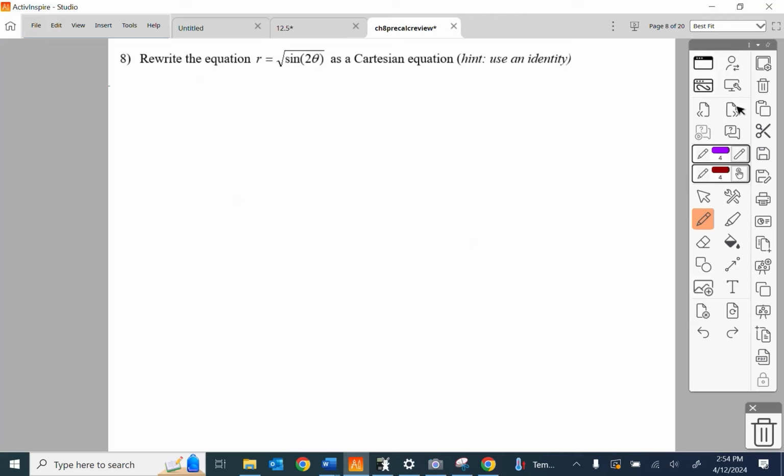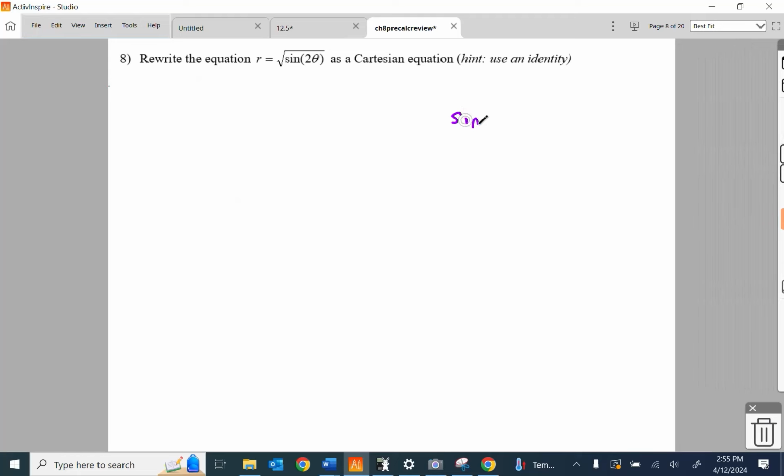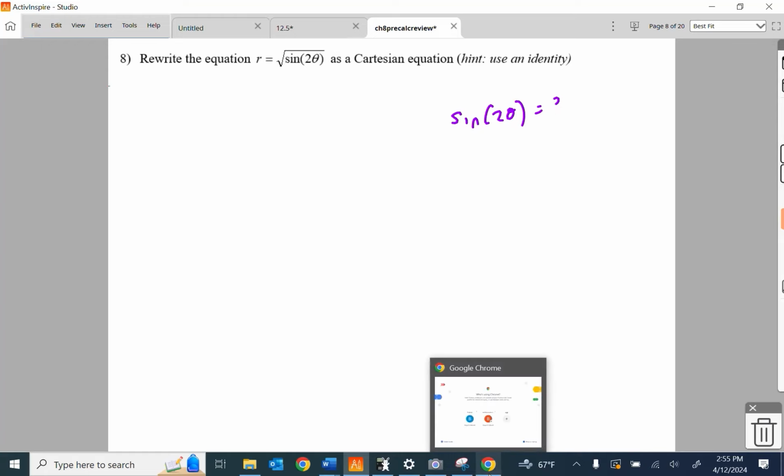Alright, rewrite the equation r equals root sine 2 theta as a Cartesian equation, and it says hint, use an identity. So it's probably talking about what the sine of twice theta is. That would be my guess. Sine of twice theta. What is it? I'll give you the reference sheet here. So you're going to have formulas. I wouldn't be too concerned about it.